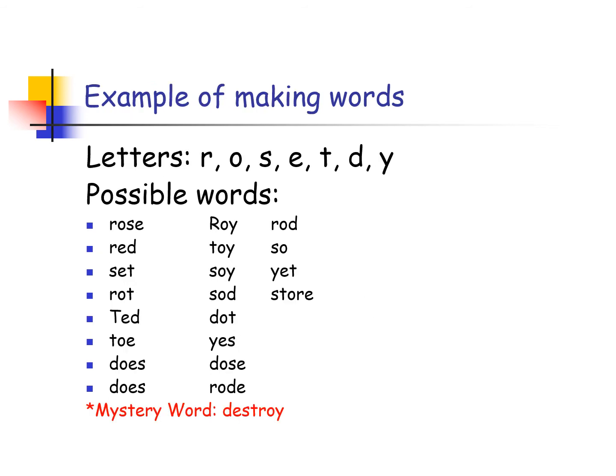So here's an example. In this case, I took the word destroy and scrambled up the letters. So we just have R-O-S-E-T, D, and Y. And the student's going to make as many words as they can using combinations of those letters. You can see it ranges from very simple, as the word so, to more complex words with blends like store.